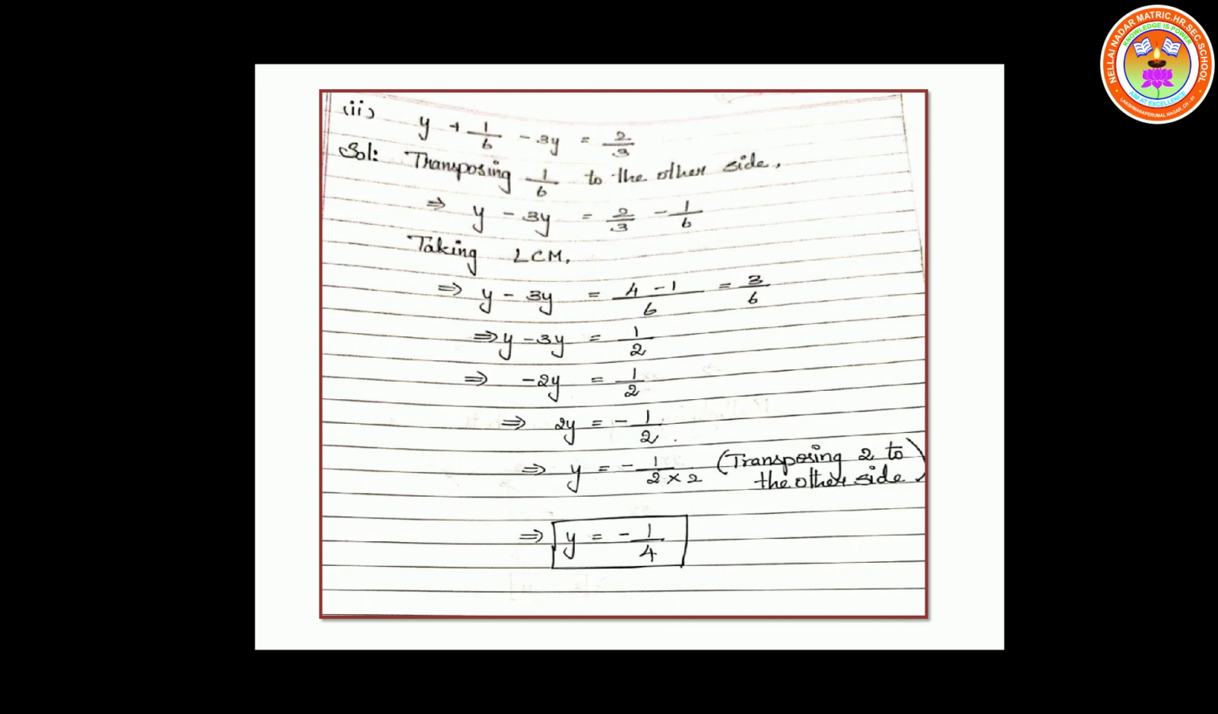Now taking the left hand side you have y - 3y. So both the terms have the same variable and there is a plus and minus symbol, so you have to subtract the numbers. So you have y, that means 1y minus 3y. So 1 minus 3 is nothing but -2y with the variable, and that is equal to 1/2.